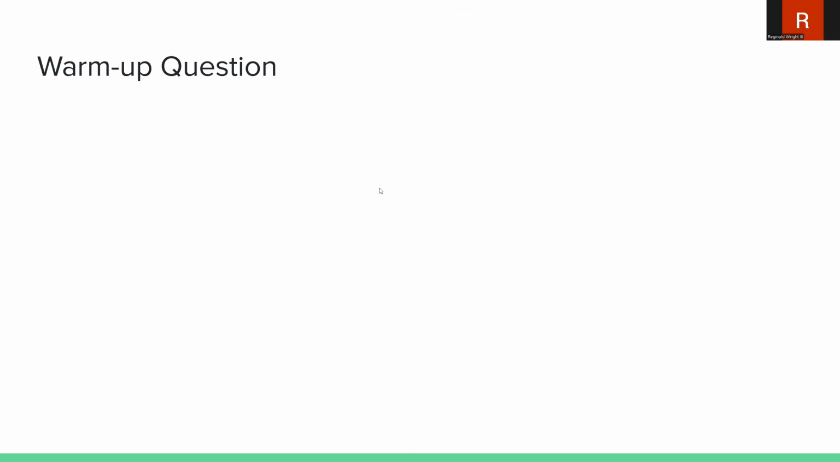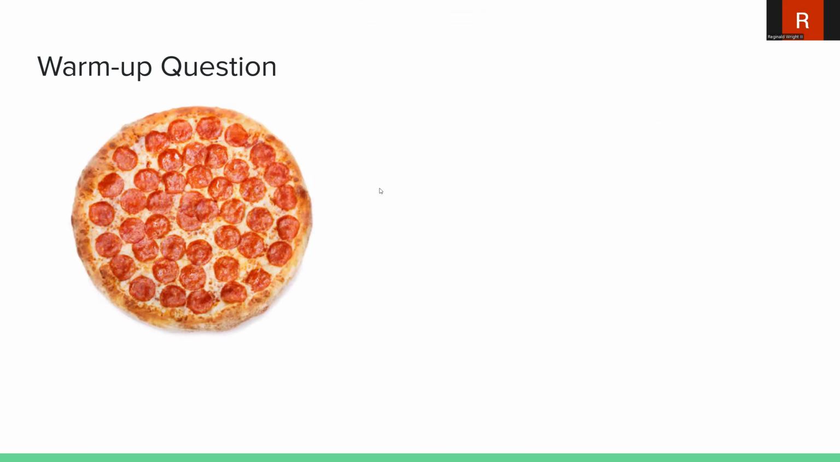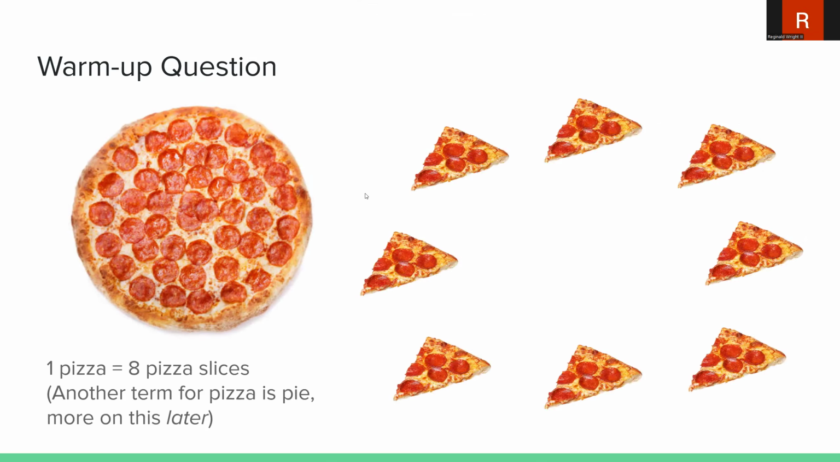Today's warm-up question, we're going to use a pizza. We know that on average, or I guess the common standard would be, one pizza has 8 slices. You can see we got 8 slices here all split. We're going to come back to this later. Pizzas can also be called a pie.